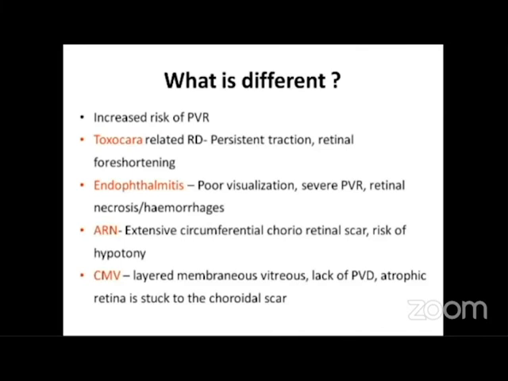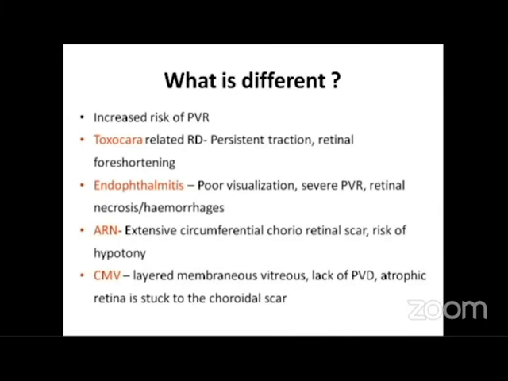The challenges during endophthalmitis include very poor visualization, accompanied by often very severe PVR and areas of retinal necrosis and hemorrhages. Membrane dissection on necrotic retina is always a challenge. In acute retinal necrosis, there is extensive circumferential chorioretinal scarring. Since the disease mainly affects the anterior retina, the scar can extend into the ciliary processes, leading to postoperative hypotony.